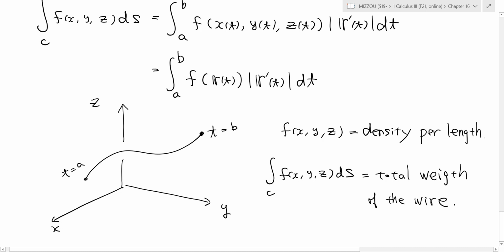And in the next video, I'm going to cover a line integral for vector field.